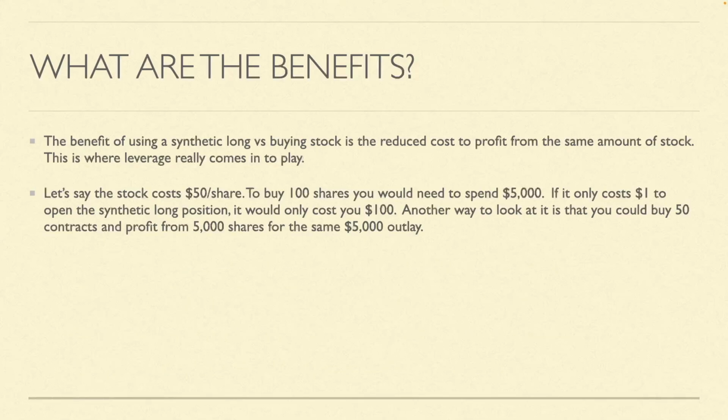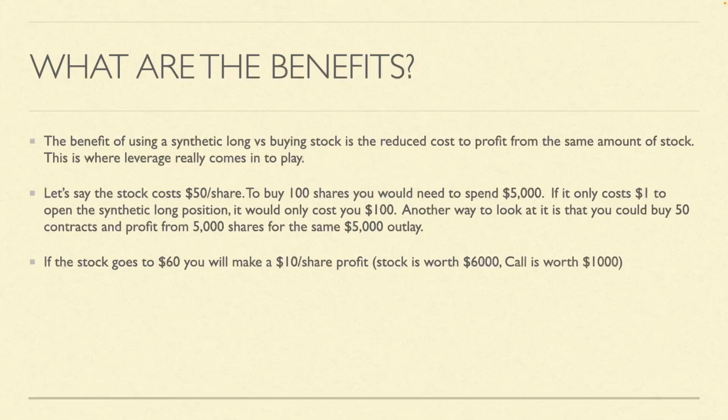Let's say the stock costs $50 per share. To buy 100 shares, you still need 5,000, but if it only costs $1 to open the synthetic long position, it would only cost you $100. So in this way, you could buy 50 contracts for the same $5,000 that you would use to buy 100 shares, except now you're exposed to 5,000 shares.